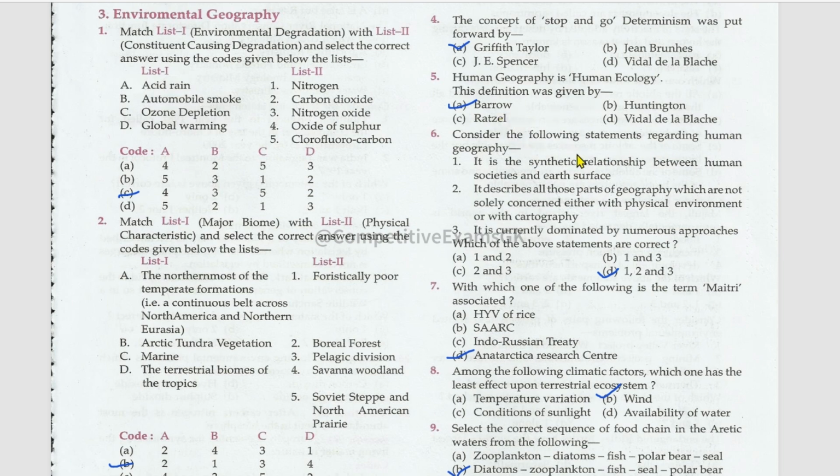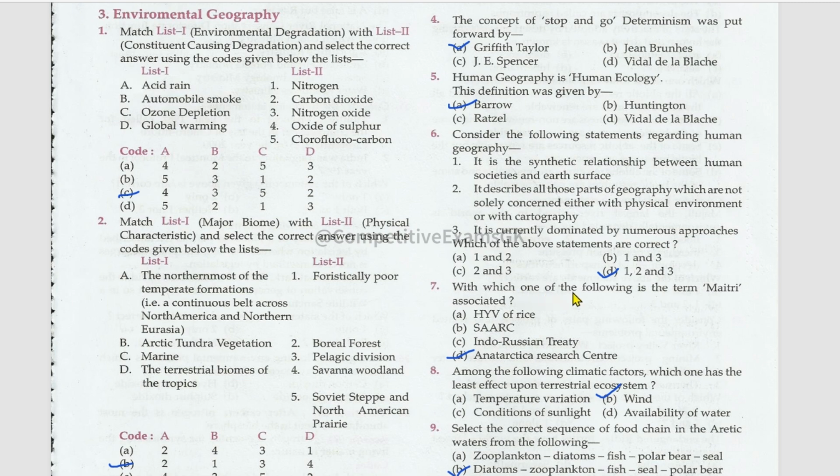Consider the following statements regarding human geography. Which of the above statements is or are correct? It is the synthetic relationship between human societies and Earth's surface. True. It determines all those parts of geography which are not solely concerned either with physical environment or with cartography. True. It is currently dominated by numerous approaches. All of those are the right statements.